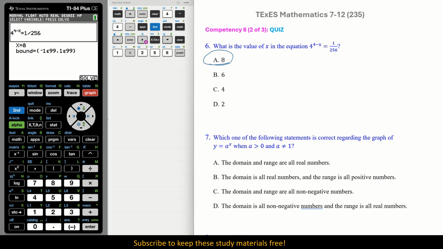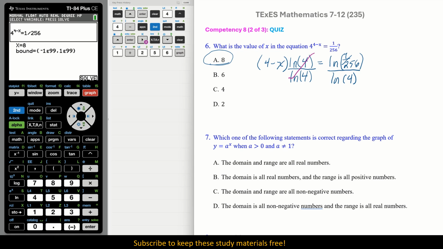Now applying the log, that'll take us a little more time. On the left side, if we apply the log, we have 4 minus x times the natural log of 4, and that will be equal to the natural log of 1 over 256. Then we divide both sides by the natural log of 4. Of course, natural log of 4 over natural log of 4 cancels out.